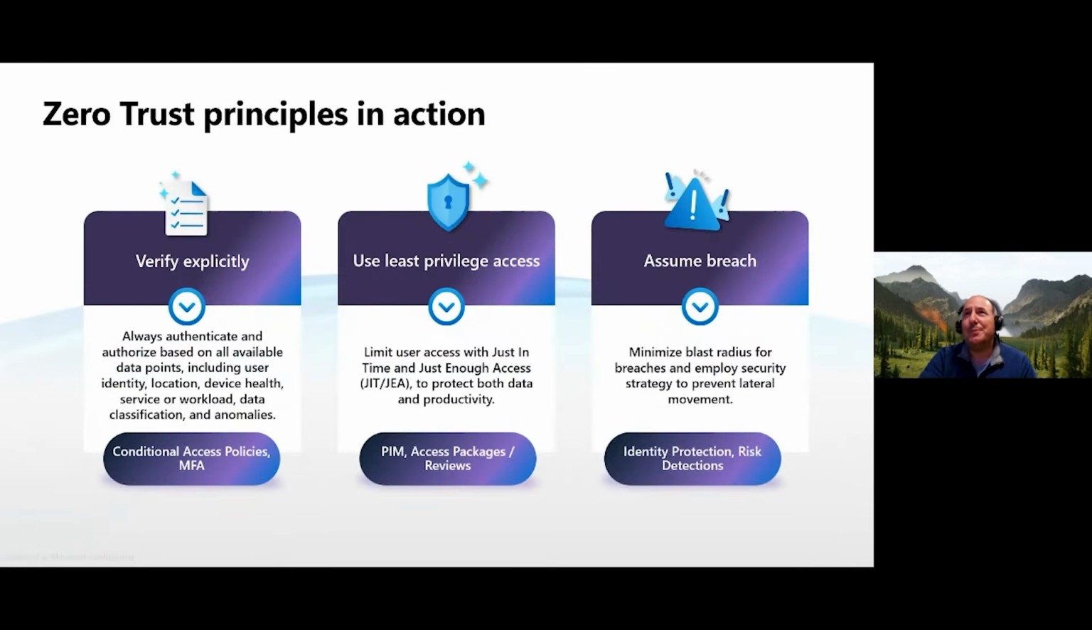Just looking at the zero trust principles in general in relation to the identity pillar, from a verify explicitly perspective, we're focusing on conditional access policies, MFA, and things along those lines. With least privilege, we're focusing on PIM and access reviews and access packages. So really just reducing the amount of privilege that someone has and only enabling that for the least amount of time that they absolutely need it. And then lastly, with assumed breach, taking advantage of identity protection and the risk detections that are available in identity protection with Entra ID.